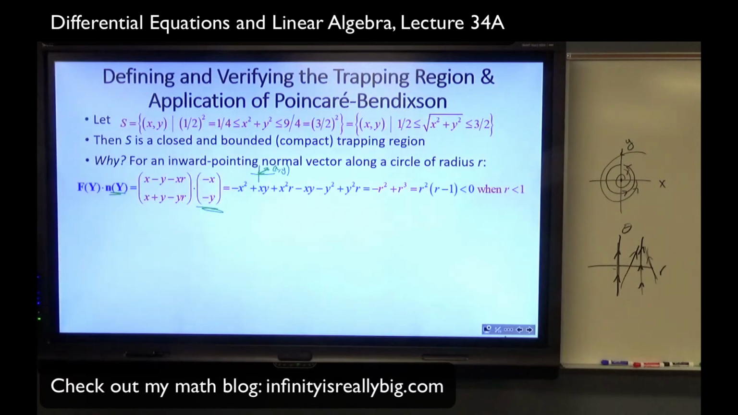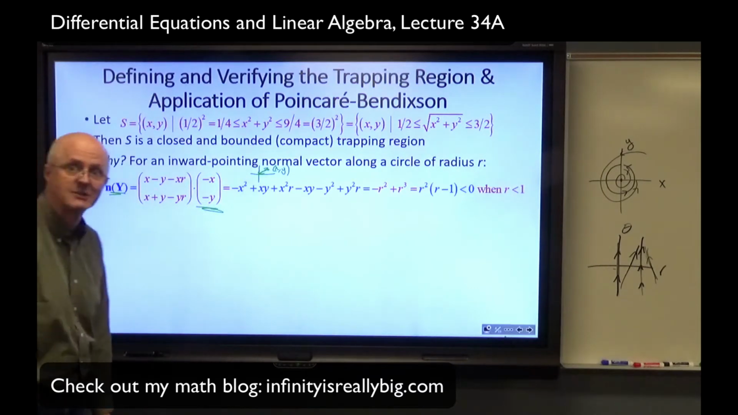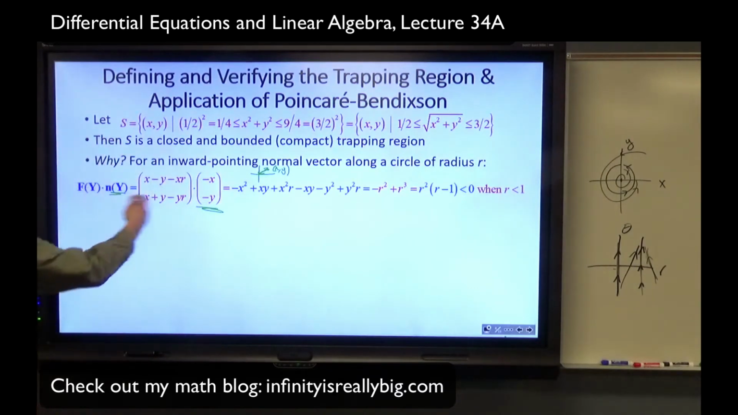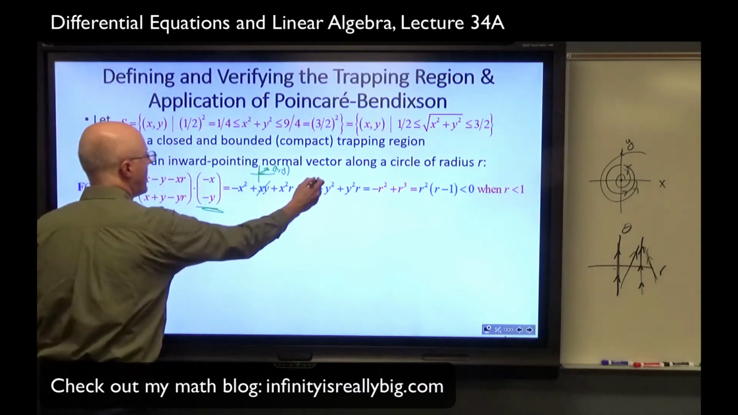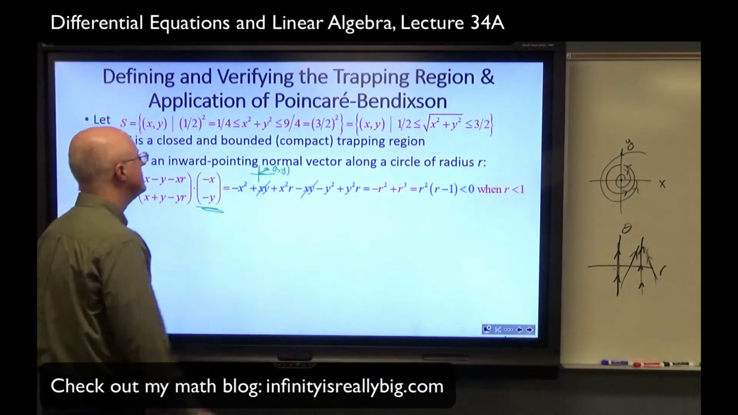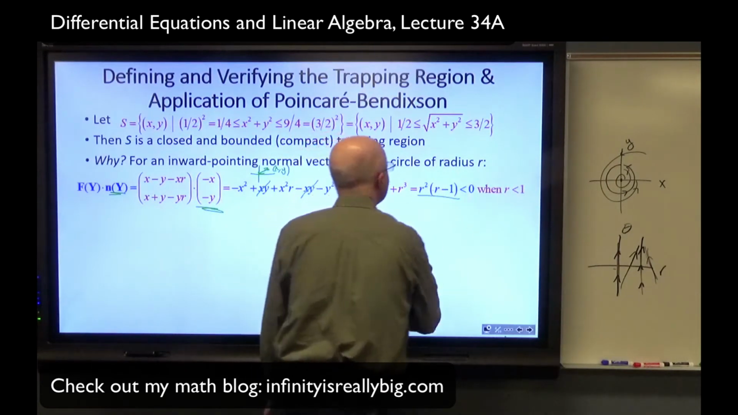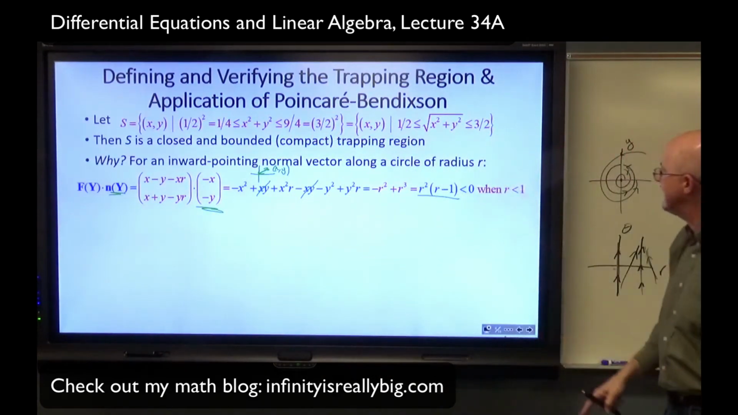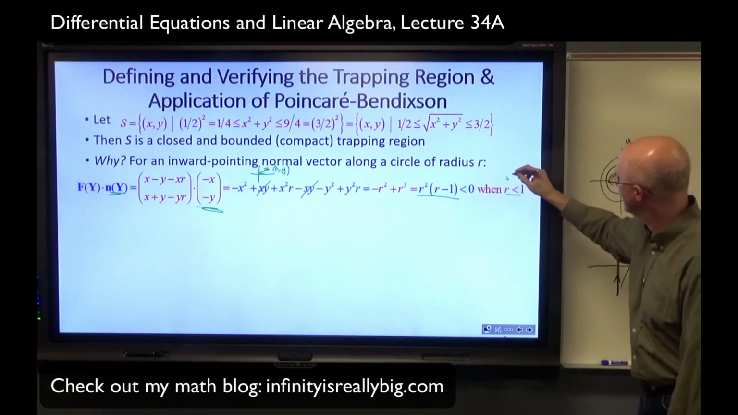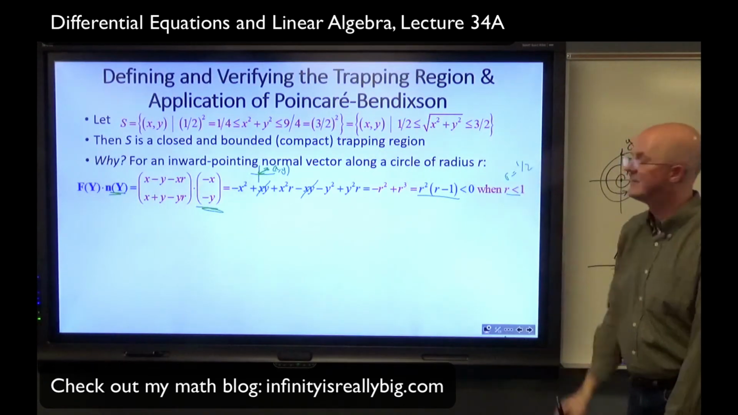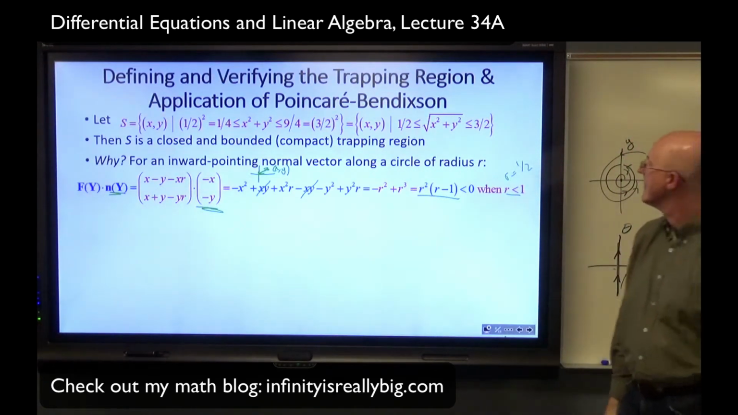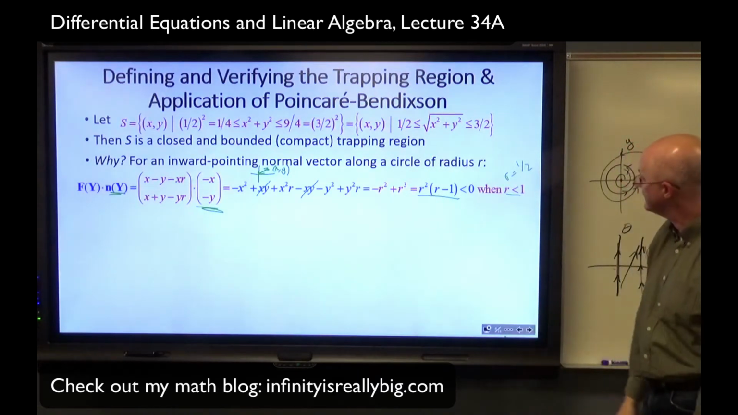This dot product should be negative when r is less than 1, so that I'm on the circle of radius 1/2. Check this calculation. The x times y terms cancel. You can write everything in terms of the polar coordinate r. You can ultimately factor like this. And that is indeed negative when r is less than 1, in particular when r is 1/2. Okay? And we only care about positive r's.